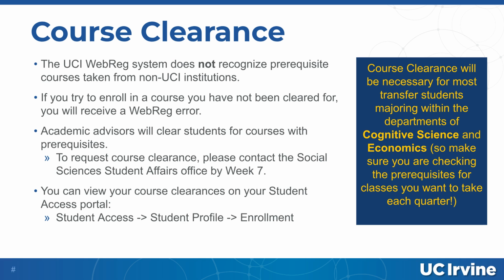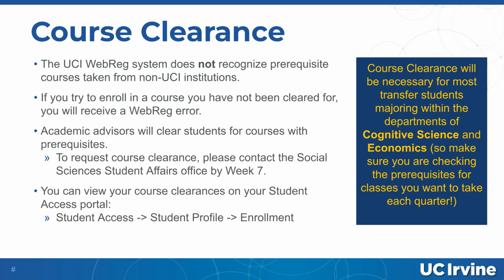Moving on, we will now address course clearance and why it may be relevant to you. The UCI WebReg system does not recognize prerequisite courses completed at non-UCI institutions. If you attempt to enroll in a course for which you have not been cleared, you will receive a WebReg error. To request course clearance, please contact the Social Sciences Student Affairs Office no later than week 7 of the quarter, as requests submitted after week 7 may not be processed in time for your enrollment window.